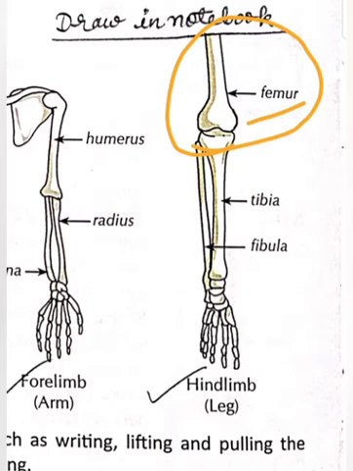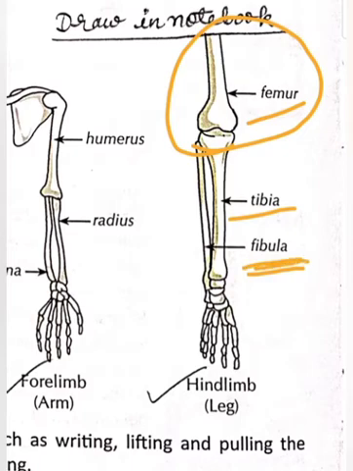It is also called the thigh bone. It is attached to the hip girdle. Hip girdle is also called the pelvic girdle. Now the lower limb, the lower part of the leg, consists of two bones, tibia and fibula. The front one is the tibia and the thinner one at the back is the fibula.